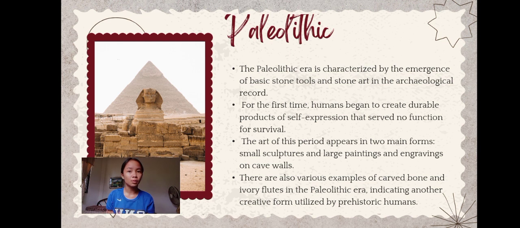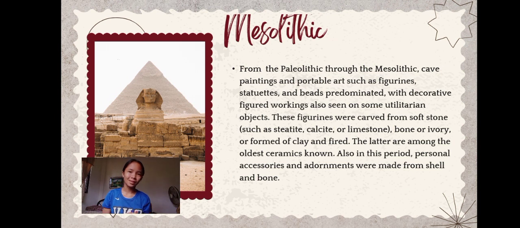The art of this period appears in two main forms: small sculptures, and large paintings and engravings on cave walls. There are also various examples of carved bones and ivory floats in the Paleolithic era, indicating another creative form utilized by prehistoric humans. The second is the Mesolithic period, or the Middle Stone Age, which lasts from 10,000 BCE to 8,000 BCE.